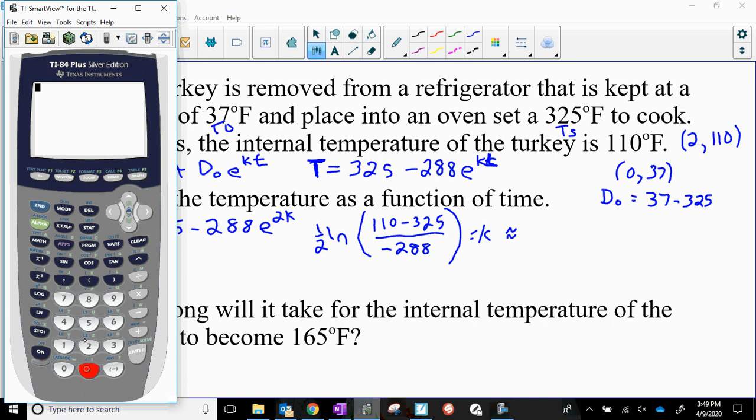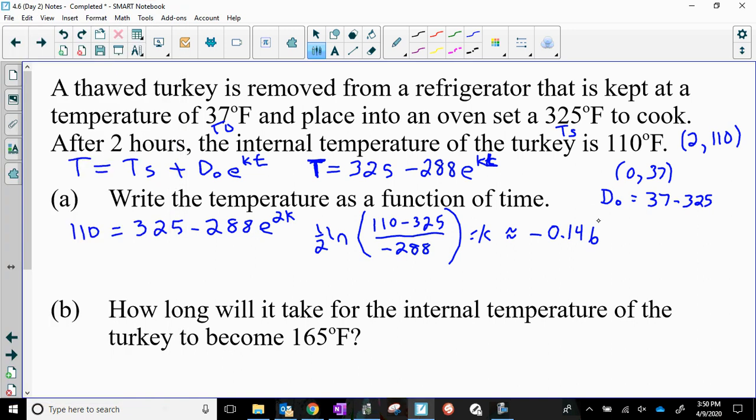So we got a half times the natural log of the quantity 110 minus 325 all over negative 288. If you get an error, that means you probably switched something or put a sign error early on, but more likely you switched your initial temperature and your timing. You should be getting a negative if you've done it correctly. So our rate of cooling is negative 0.14616, whatever. I'm going to store it so I remember it and write it down again.